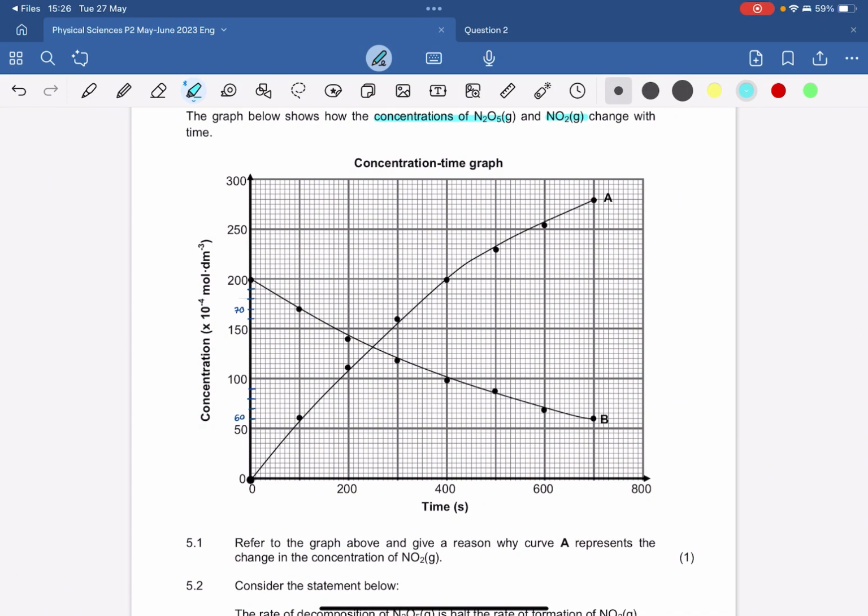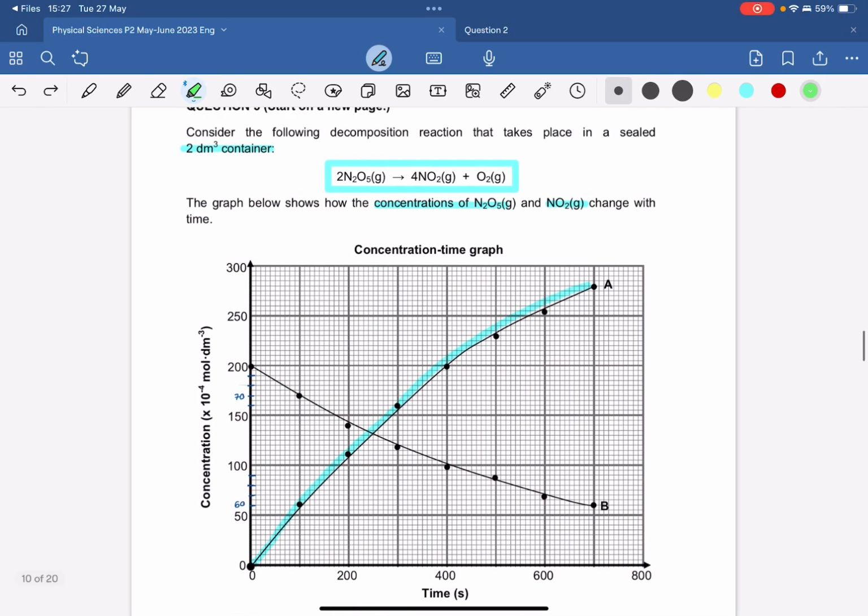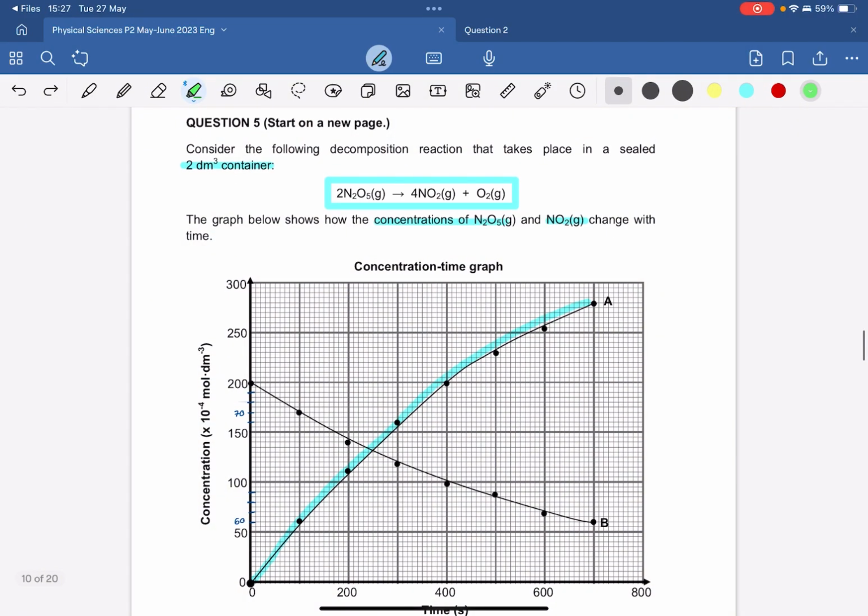Just by looking at the graph, I can see that I've got one graph A, which I'm going to put in blue, that's increasing as time increases, and then graph B that's decreasing as time increases. So already I can tell you that graph A would represent your product, and graph B would represent your reactant, because in any chemical reaction, the reactants are being used up and the products are being formed.